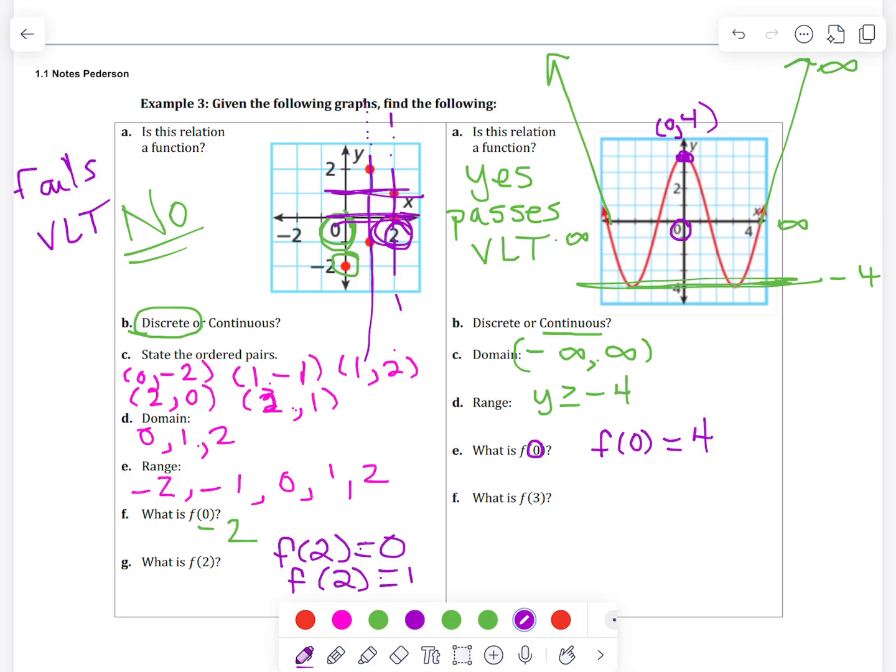The next one, f of 3. What is f of 3 equal? So now we go to 3 on the x-axis. So here's 3. Then we go down and find the curve. Here's the curve. What is that ordered pair? That ordered pair is 3, comma, -4. So what is f of 3? It equals -4.